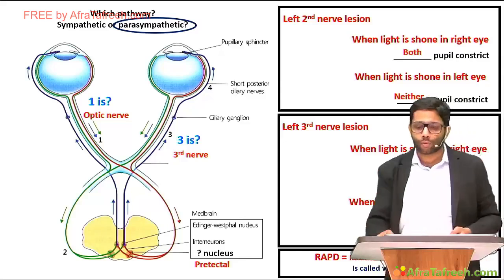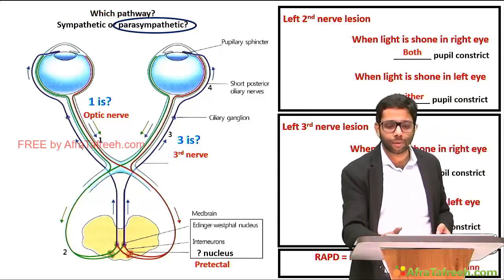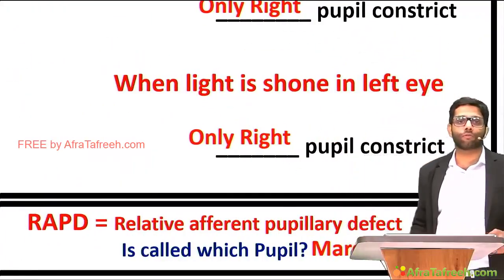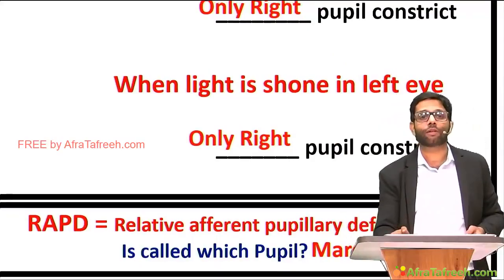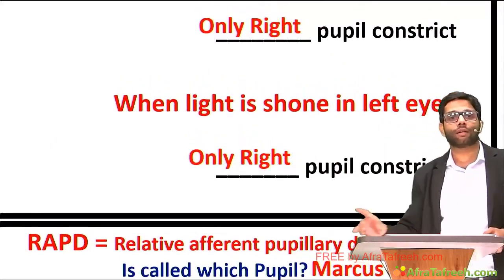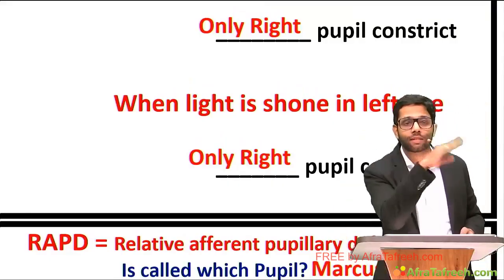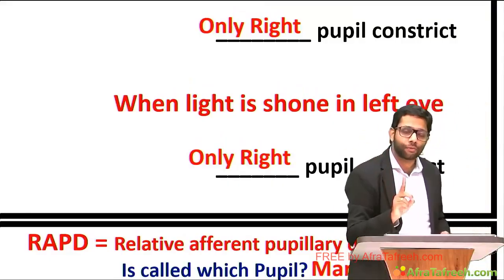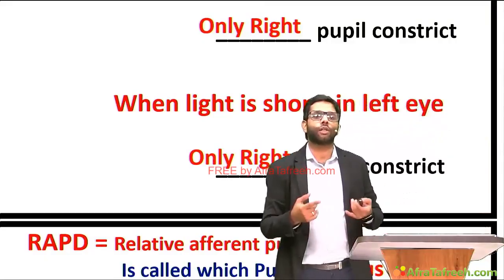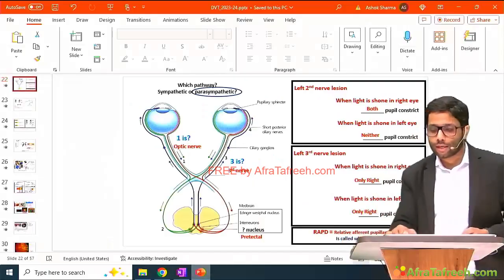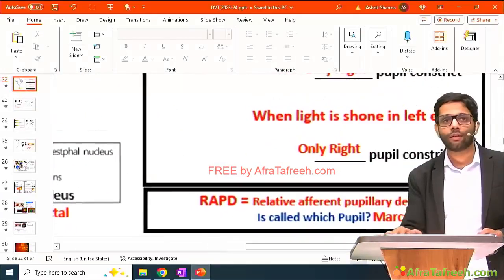And what is RAPD, relative afferent pupillary defect? That is the Marcus Gunn pupil. The first sign of optic nerve compression is the Marcus Gunn pupil. What is written over here behind me? Marcus Gunn pupil. The swinging flashlight examination shows the first sign of optic nerve compression or optic neuritis. That is nothing but RAPD. That is the Marcus Gunn pupil.